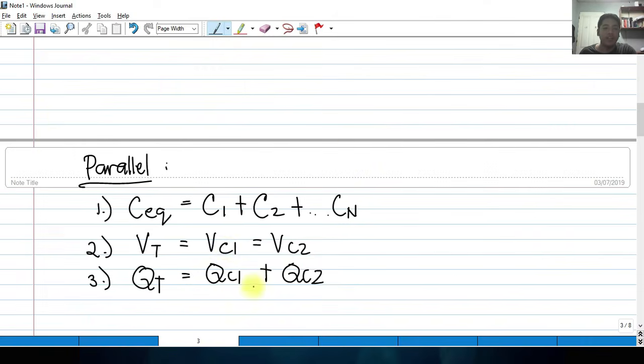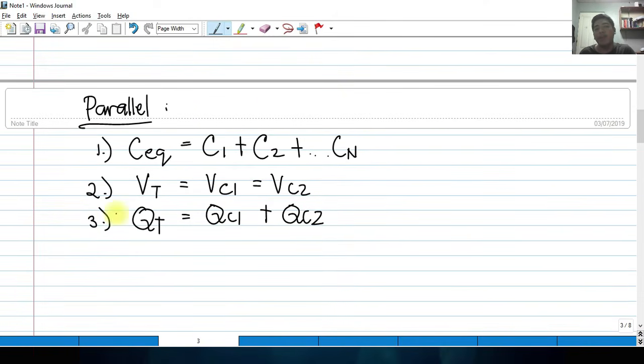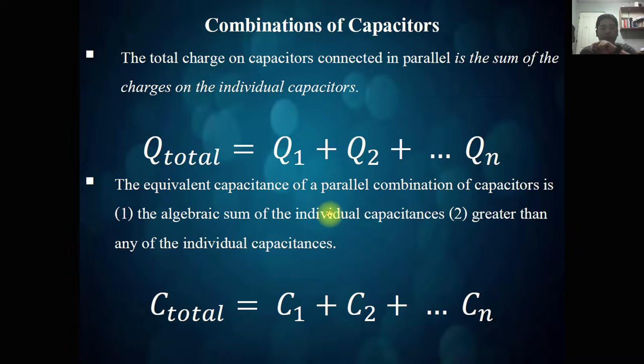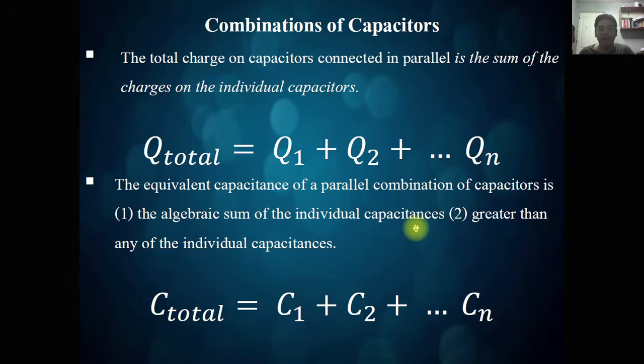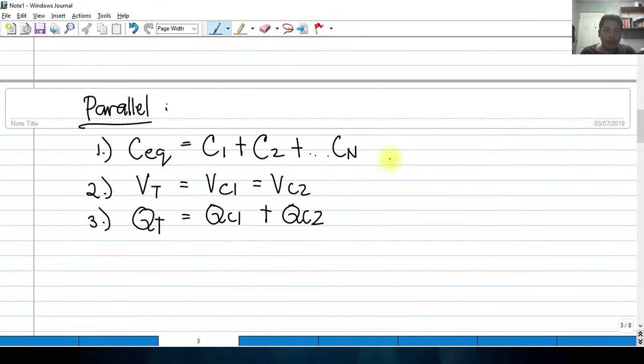Okay, so these are the important things about the parallel combination of capacitors. You must remember that. The total charge on capacitors connected in parallel is the sum of the charges of the individual capacitors. That's what I was trying to say a while ago. Q total is represented by this. And the equivalent capacitance of a parallel combination is simply the algebraic sum of the individual capacitances. So if we want the total or equivalent capacitance, simply use this formula.